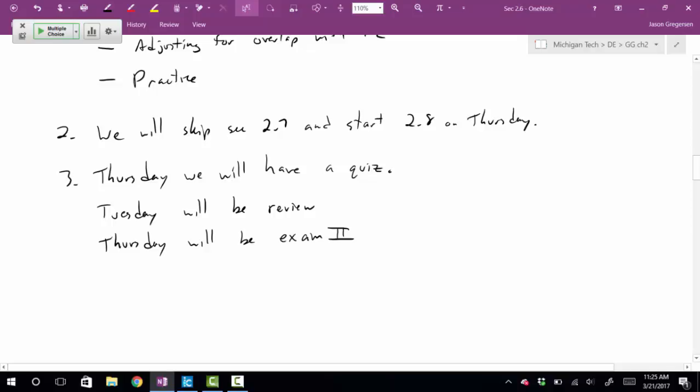No, this is really going to focus on chapter 2. It's going to focus on higher order differential equations. I would love to make it cumulative. I just don't have the time. So, unless you all want to hang out for another hour. Two-hour exam? Anybody? No? Okay. Just chapter 2 then.